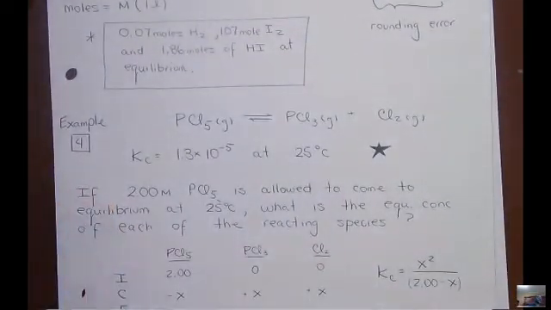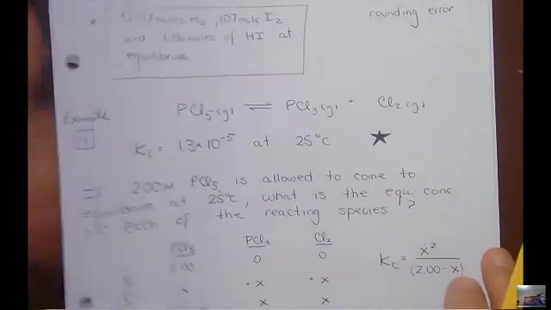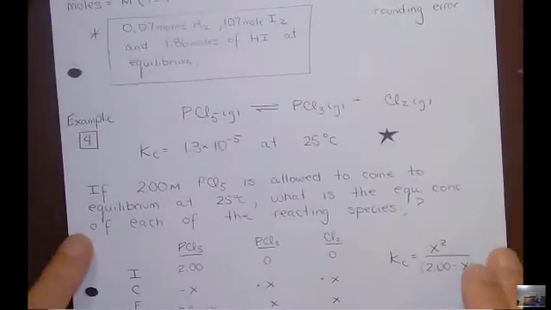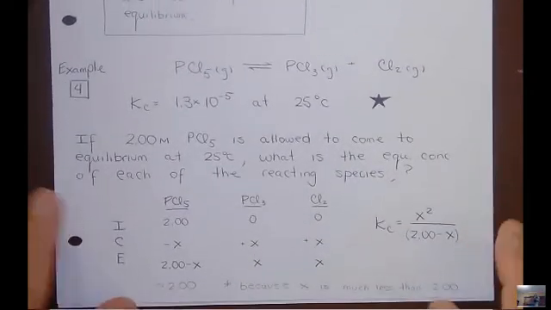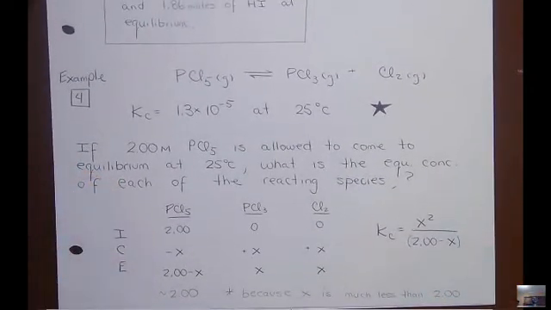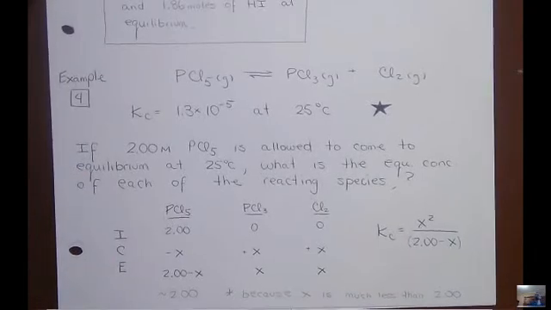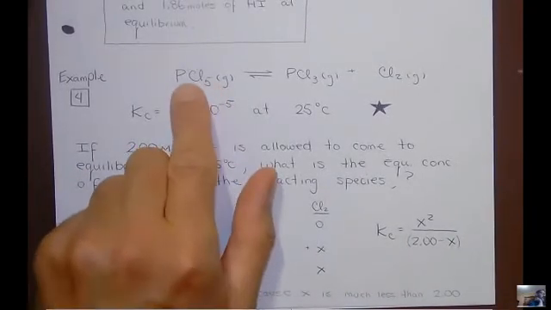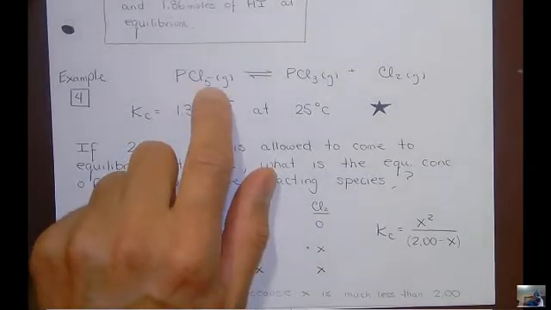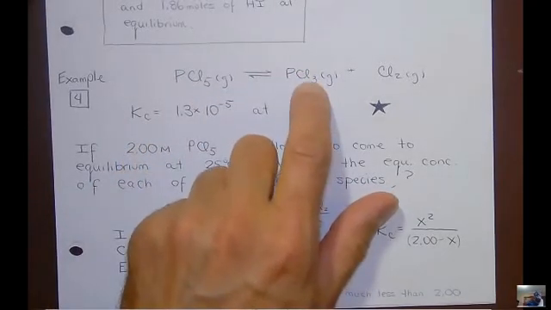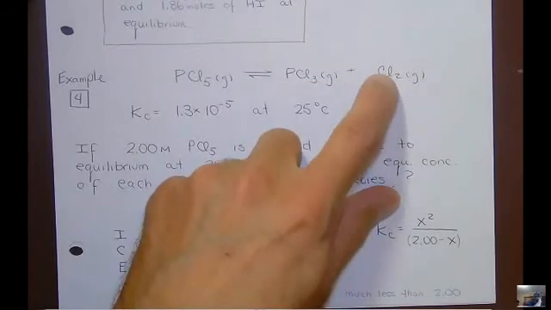Okay, let's look at our fourth example. And actually, this is our last example. This is equilibrium constant in terms of concentration again, as opposed to equilibrium constant in terms of pressure, Kp. So let's take a look at it. So we're saying that phosphorus pentachloride decomposes to give us phosphorus trichloride and chlorine gas.